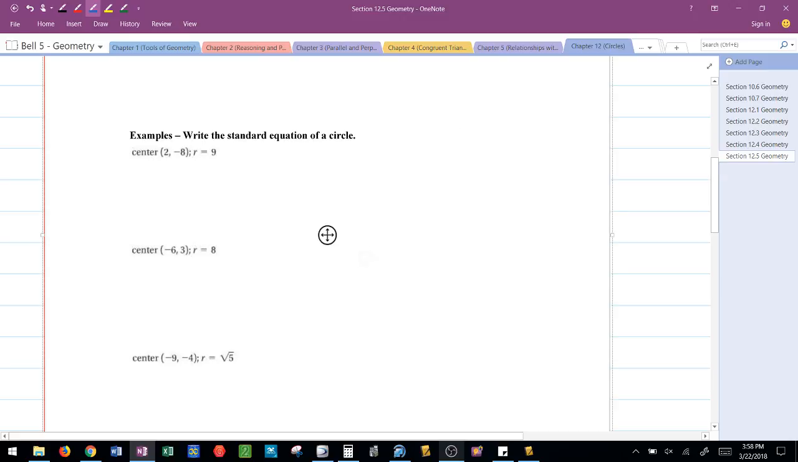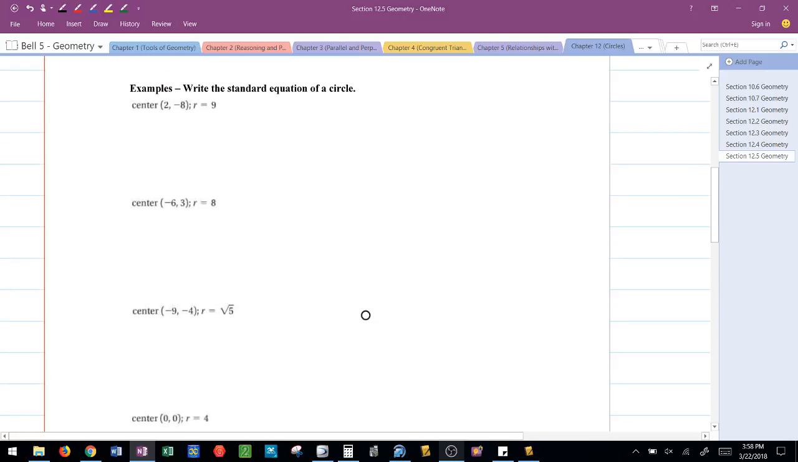So let's take a look at some of these. All right? In this first one, they tell me the center, they tell me the radius. So I'm going to take (x minus 2) squared plus (y minus negative 8), which would make it (y plus 8) squared. And that's equal to r squared. r is 9, so 9 squared will be 81. Done. That's all we have to be able to do to write the equation of a circle. It is this simple. All right?